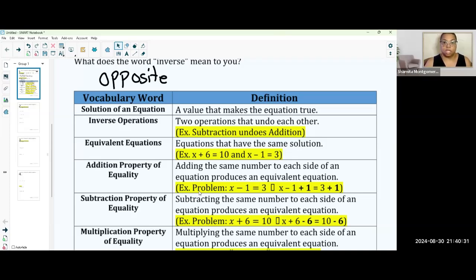Then you have equivalent equations. Equivalent meaning equal, so basically equal equations. They're equations that have the same solution, so they have the same answer.